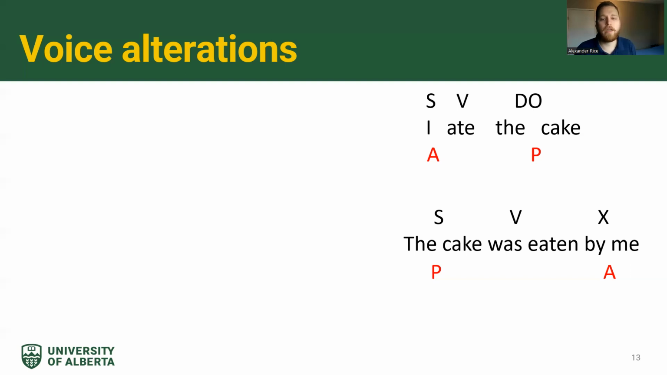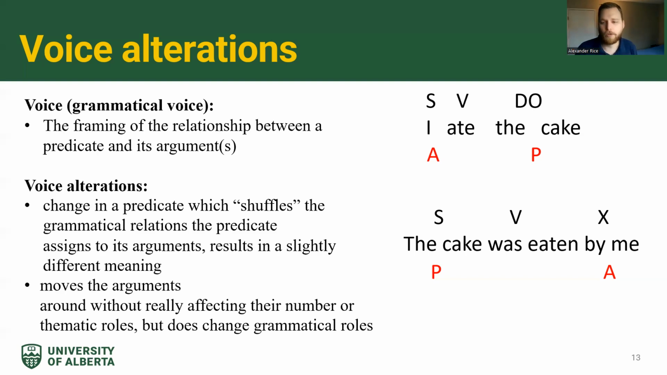So it's a slightly different meaning. Yes, I ate the cake, but the focus has changed a little bit. When I say this, I want you to think more about the cake and less about me. This is called a passive sentence. You've probably heard of passive sentences before. Passive constructions like this are a type of what we call grammatical voice, or just voice.